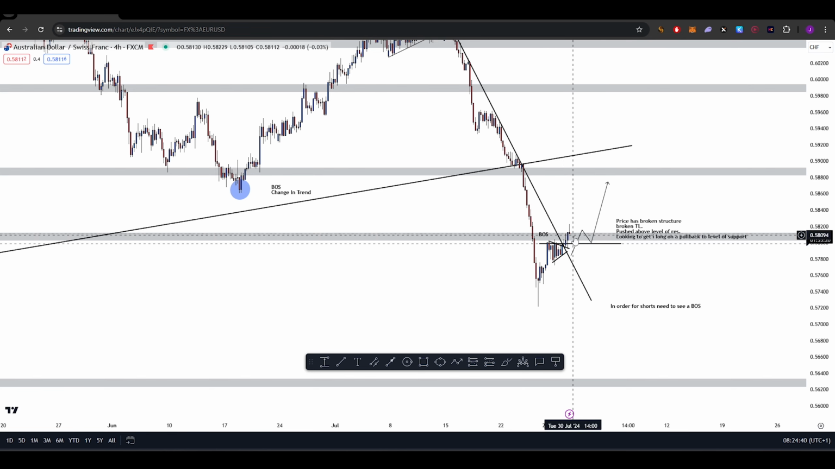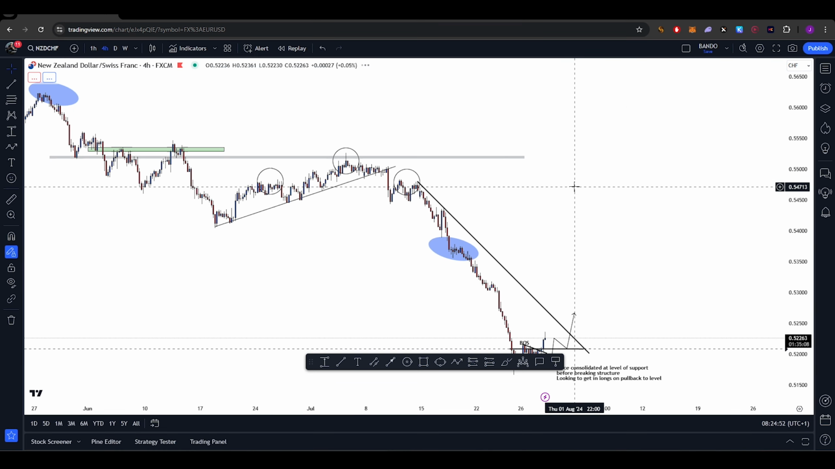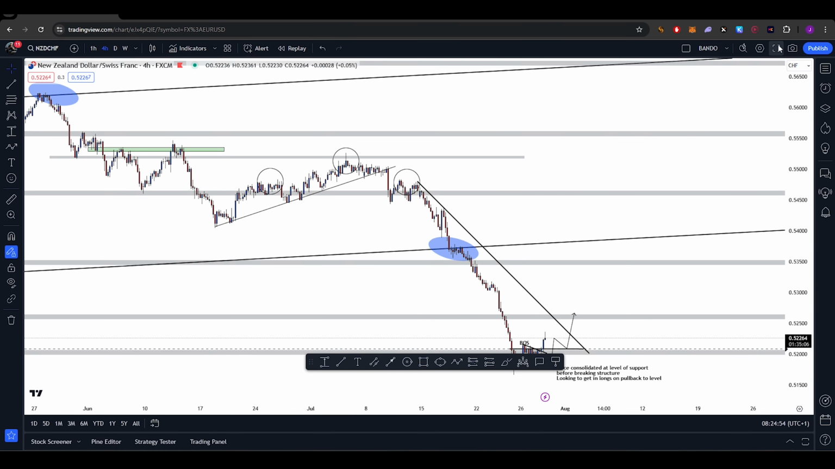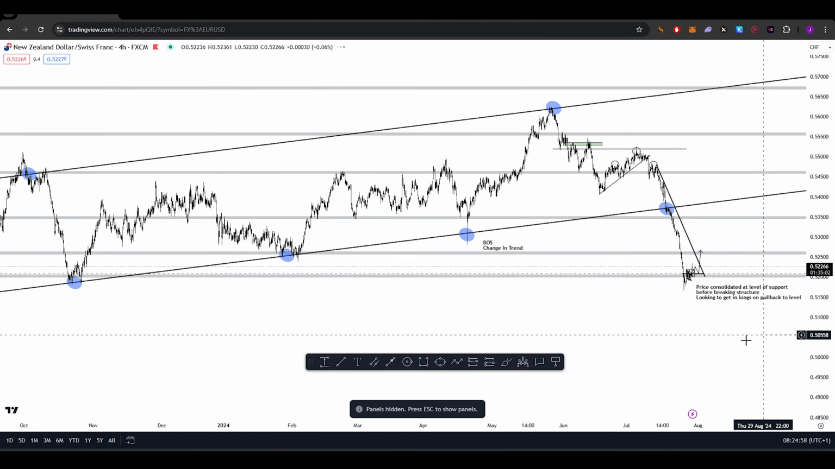If we can now pull back into this level, broken the structure here as well, pull back into this level, get some rejections, I will be looking to get in long, targeting up into this level of resistance here. Similarly on New Zealand Swiss franc, kind of got the same potential setup as well.